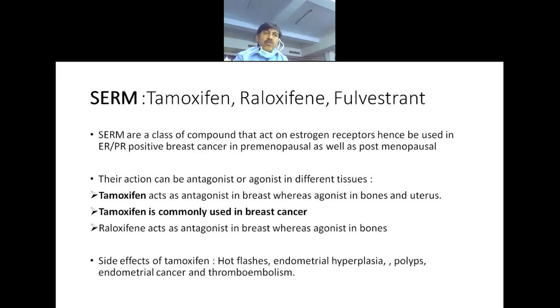So when we use tamoxifen, it acts as antagonist in the breast, but at the same time, it acts as agonist in the uterus. So side effect of the tamoxifen is endometrial hyperplasia, endometrial carcinoma, or sometimes thromboembolism.